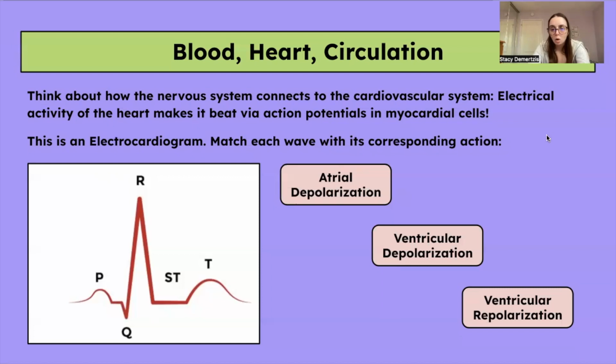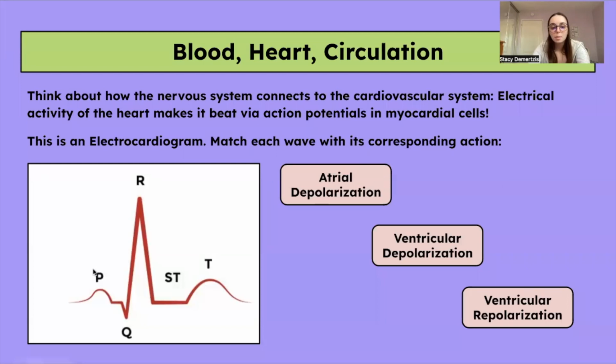And so how these myocardial cells contract and make the heart beat is by action potentials. And those are signals from the nervous system. And so when we study this on a person, oftentimes you could do an electrocardiogram. And so we see this, from left to right, we have our P wave, we have our QRS complex, and then we have a T wave.